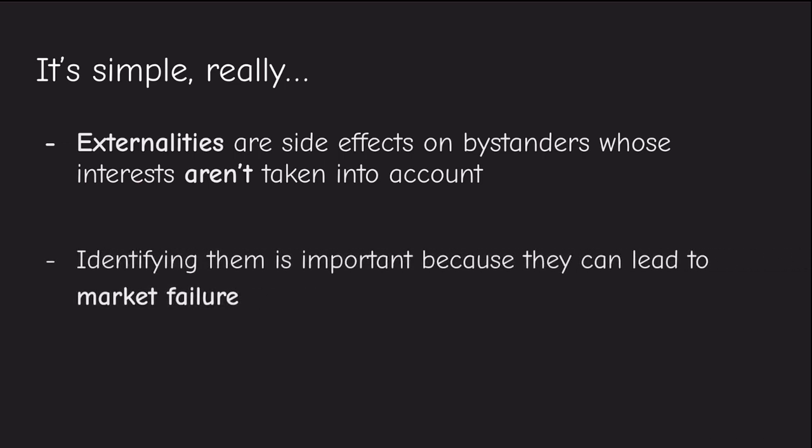Identifying them is actually quite important because that can lead to market failure. That might seem like a bit of a stretch, but the thing is, an inefficient outcome is actually being created for those bystanders, because if their interests aren't being accounted for, you can say that the outcome isn't actually in society's best interest. Now, there's two types of externalities we can identify.